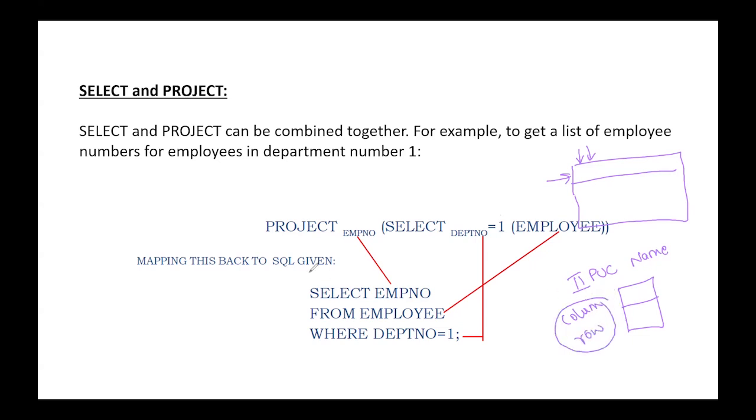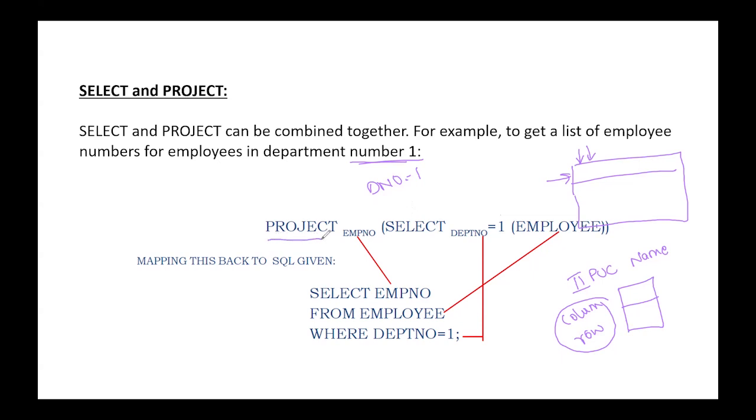That time I will apply the selection and project operations together. So we have this option of combining them together. Okay. So select and project can be combined together. For example, to get a list of employee numbers from employee in department number 1. So let us see how we can do that.